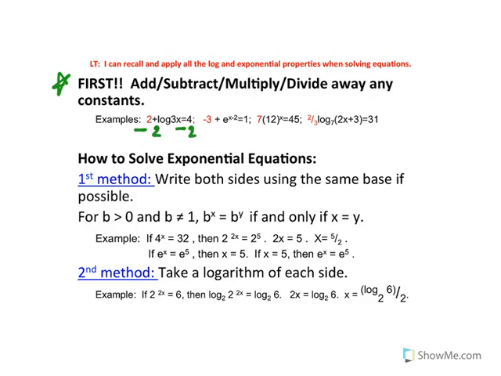Okay. That next one, negative 3 plus e to the x minus 2 power equals 1. The first step in solving that equation, we will want to add 3 to both sides.